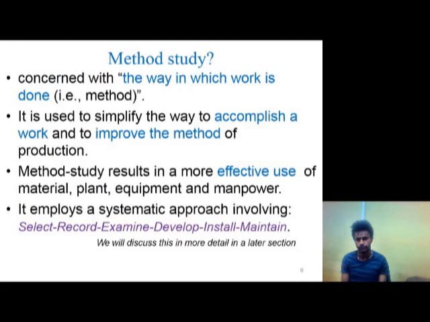Method study will define what is very essential so as to accomplish the work, so as to obtain an improved mechanism. For the existing activity, we identify the unnecessary activities, eliminate them, reduce them, and simplify them. At the same point, you can obtain a better mechanism of doing that work. That's what you call method study.